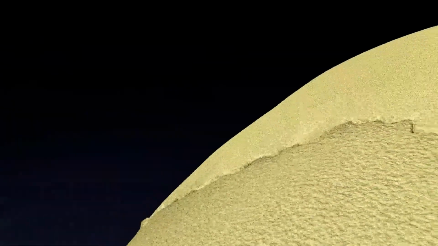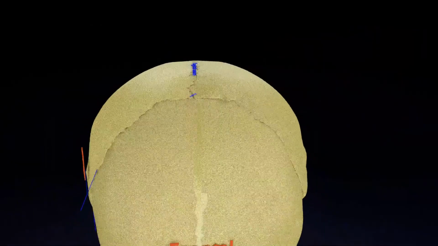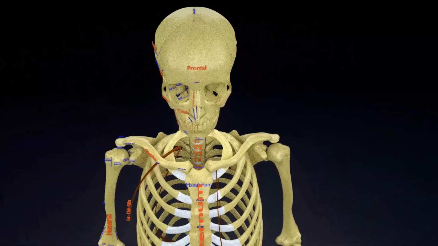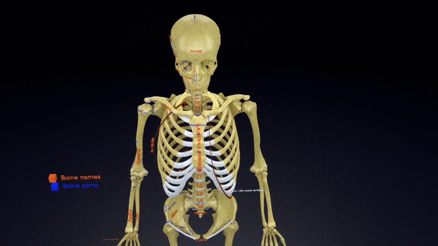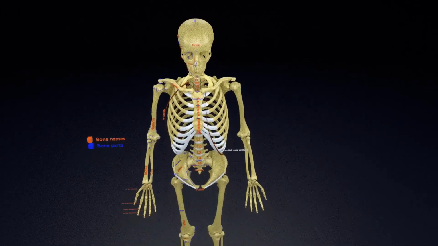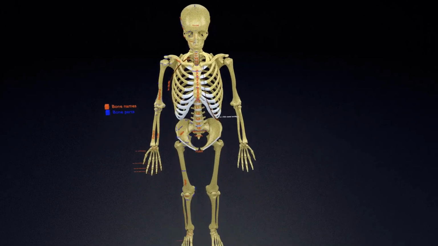So this was all about the human skull. I hope you found this video helpful. This was the last part of the human skeletal system. With this, I have completed the bones of the whole human skeletal system. Hope you would have followed the previous parts also to get a better understanding of the whole human skeletal system.